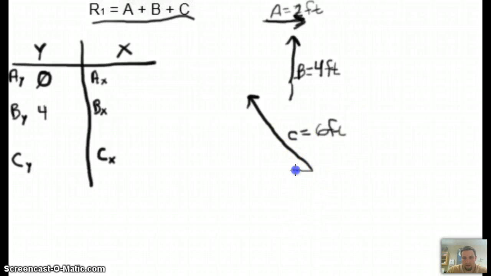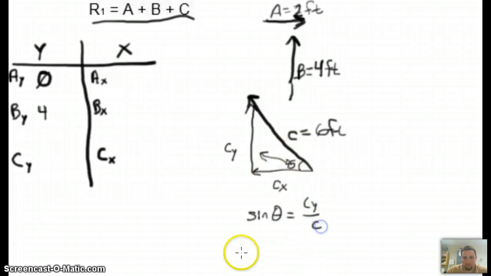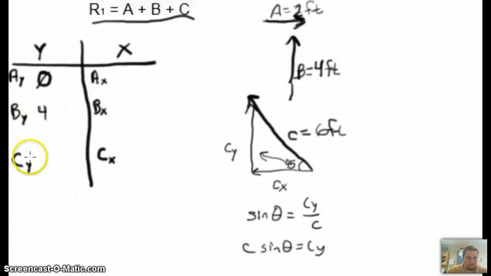And looking at C, this is the one where we have to use trig because C is going up into the left at an angle, so we're going to have an x component there, call that C sub x, and then a y component going straight up here, call that C sub y, and this angle is 45 degrees. So to find our y component, it's going to be opposite of our angle, so we'll use our sine function. Sine of theta is equal to C sub y over the hypotenuse C. C sine theta is equal to C sub y. Okay. So we'll write that directly in here.